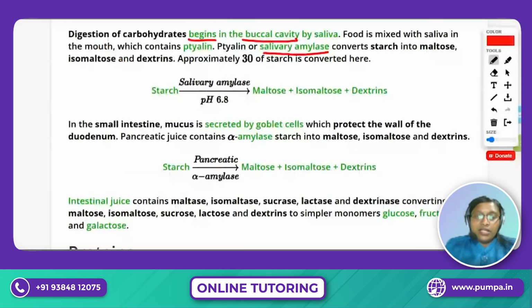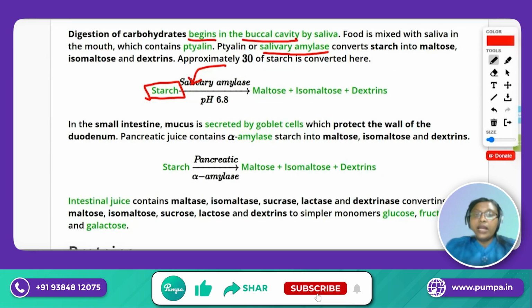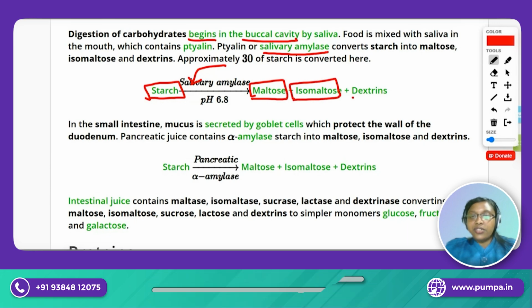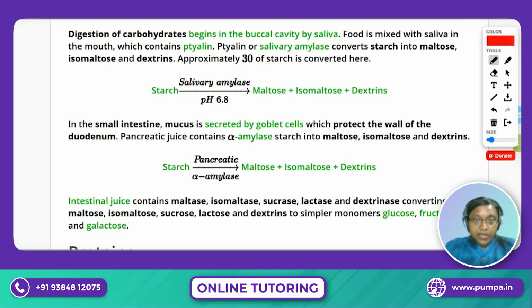First one will be this, the starch, a carbohydrate. In this carbohydrate, salivary amylase. We will be chewing the food, right? While we are chewing, the food will get completely mixed up with the saliva. So the saliva will have the salivary amylase. The salivary amylase will be acting on the starch and it will be converting this into maltose, isomaltose, and dextrins. But here you should remember about maltose.